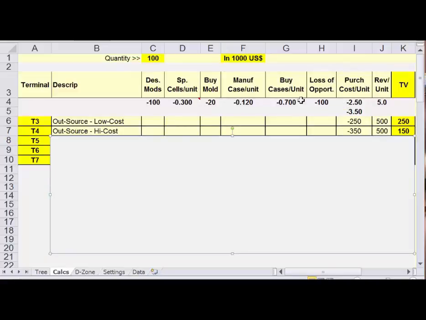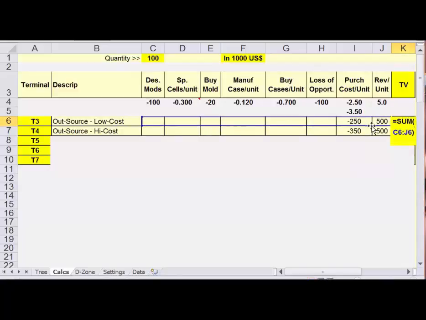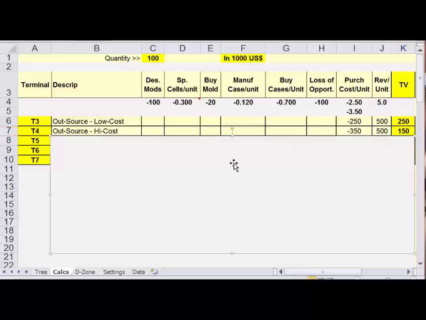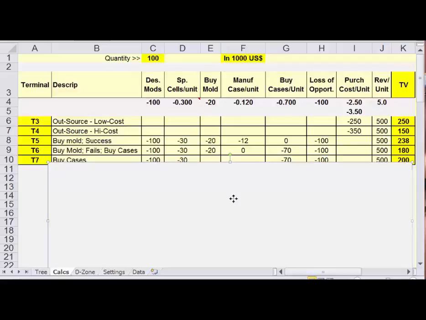It's important to use the minus signs for expenses, and plus signs for revenue. Here's the plus 5 because it's revenue. So here we have 250 and 350, and all we have to do is simply do a summation of all of these columns to obtain the total here. So now we have the terminal values for the outsourcing part for T3 and T4. This part is very easy. It's a straightforward column. But once we get to the rest, it gets a little more complicated.